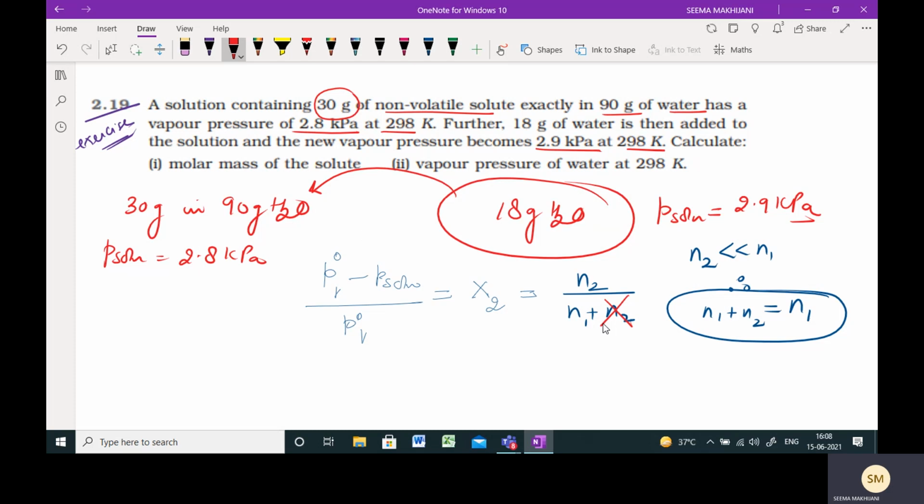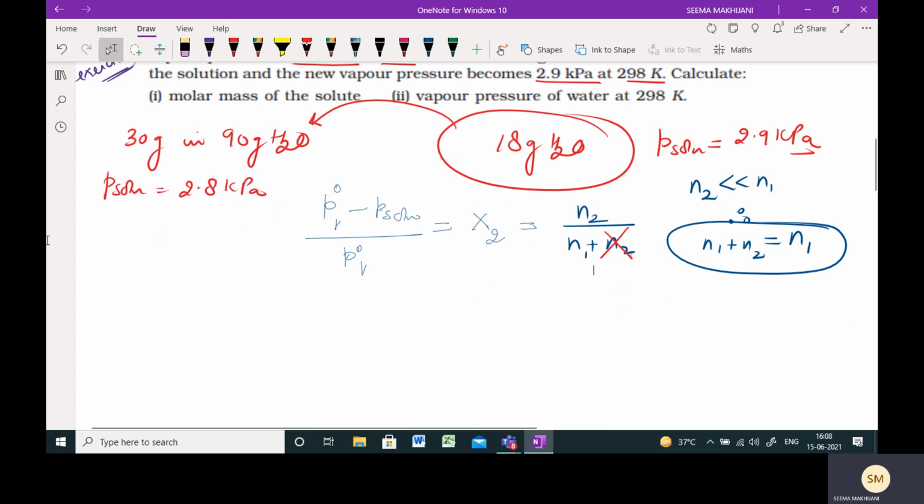Is that okay? Now let us substitute the values. The first data says that in place of P naught 1 minus P solution you can substitute 2.8 from this value, divided by P naught 1, is equal to moles of the solute. Now moles of the solute will be what? 30 grams. You do not know the solute.